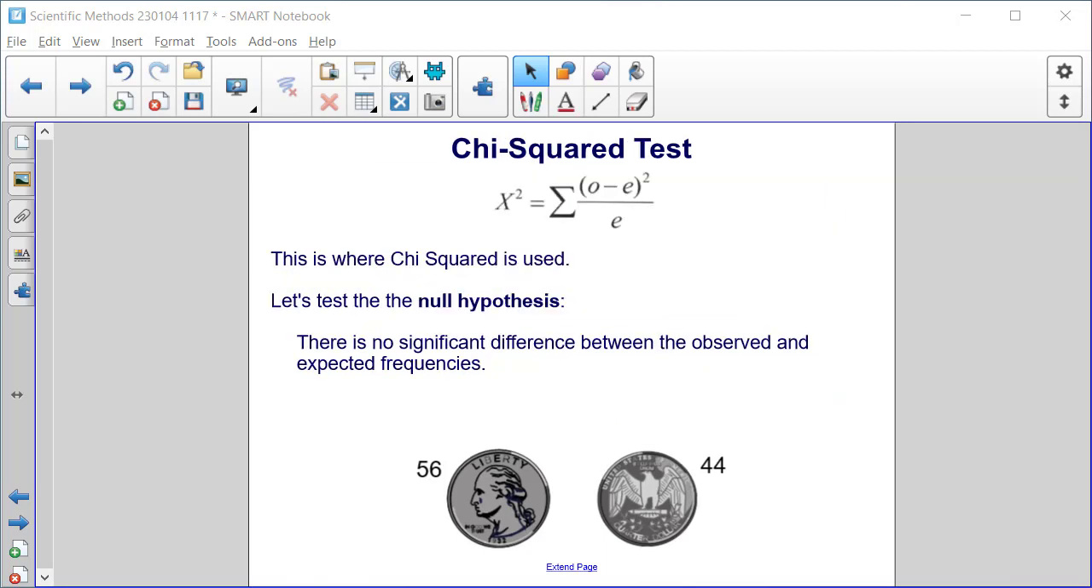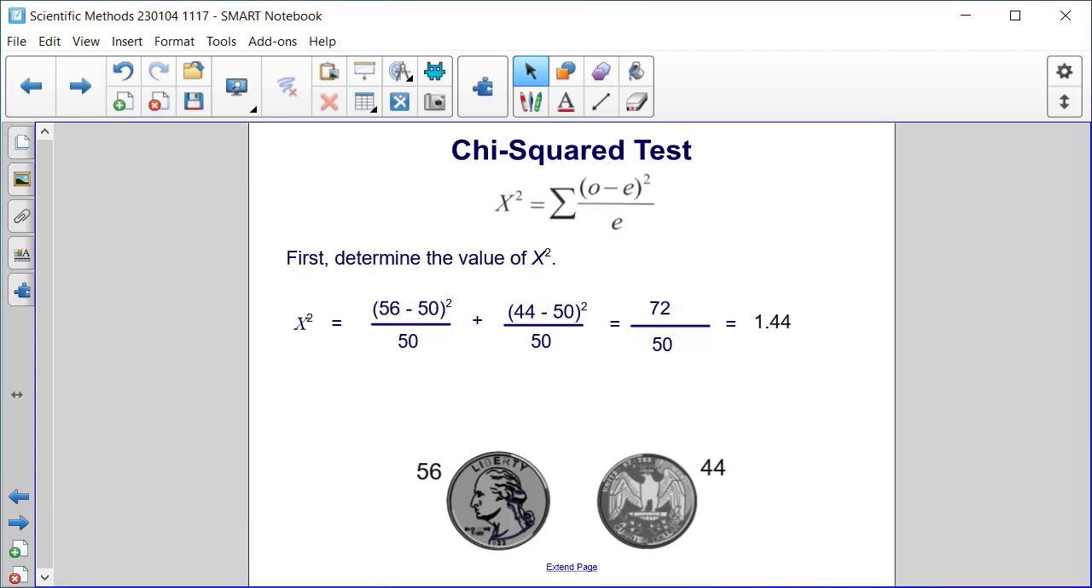First, let's test the null hypothesis. There is no significant difference between the observed and expected frequencies, using the equation given on your AP Biology reference sheet. First, let's determine the value of chi-squared.